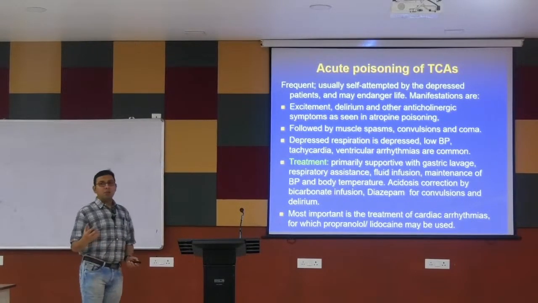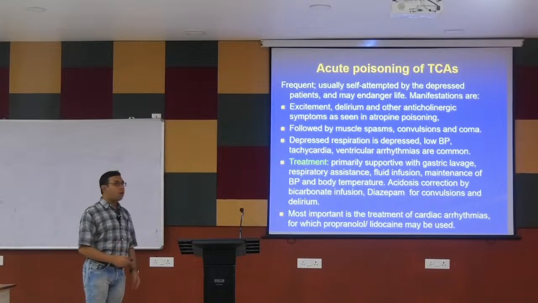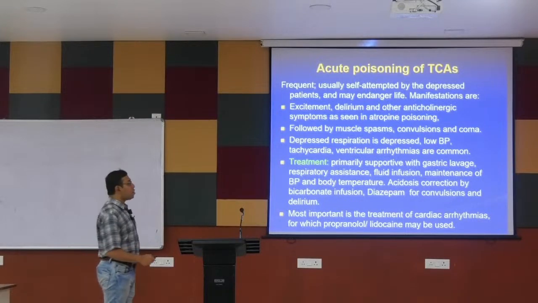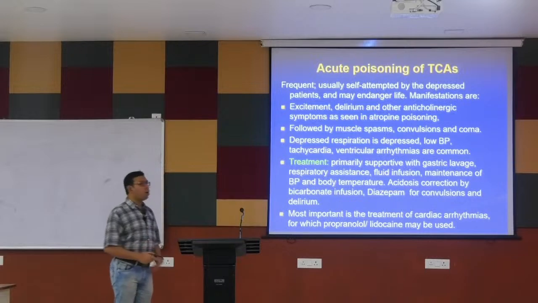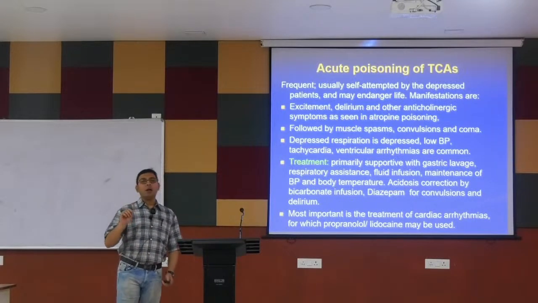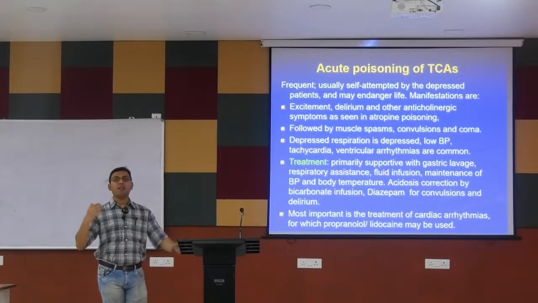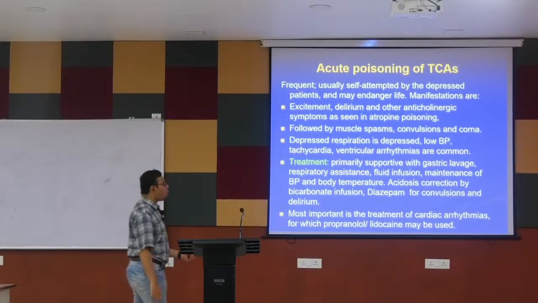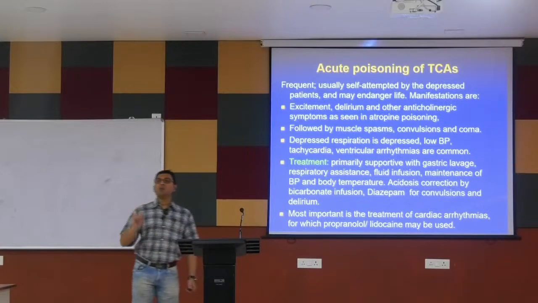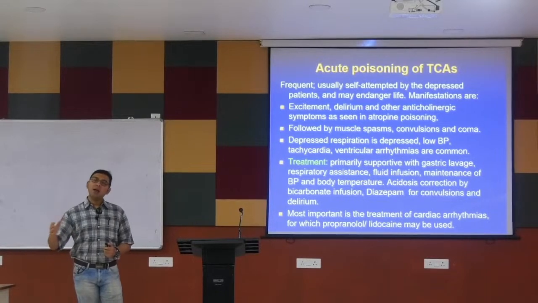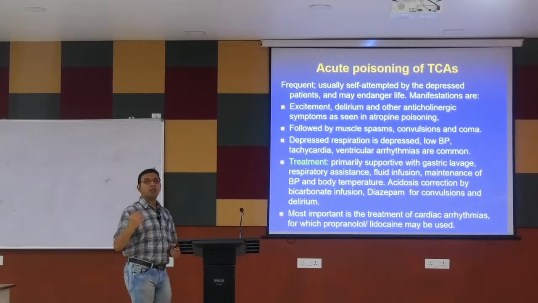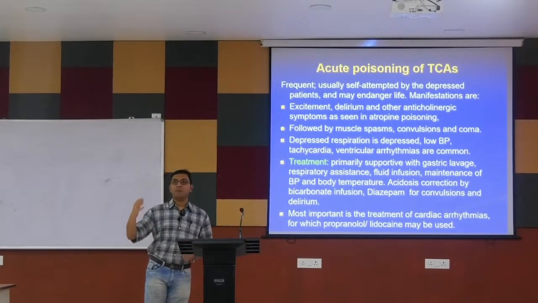Mainly, firstly, support has to be given: gastric lavage, respiratory assistance, fluid infusion, and maintenance of the blood pressure and body temperature. And remember, the main drug that is used for tricyclic antidepressant poisoning is bicarbonate. So IV sodium bicarbonate is usually given mainly to correct the acidosis, and it also acts to decrease the side effects from the tricyclic antidepressant poisoning.